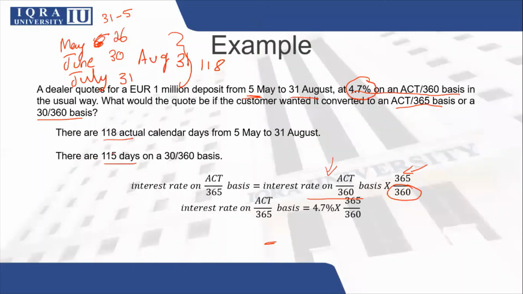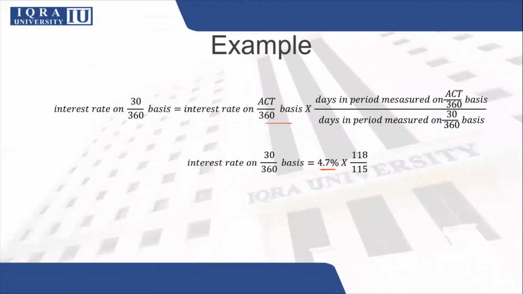And similarly, you're going to do the calculation for the 30 by 360 basis. In that, you're going to take 30 in each month, regardless of the actual number of days in that month. So moving ahead, we have 118 divided by 115. So you get 4.8226% on a 30 by 360 basis.